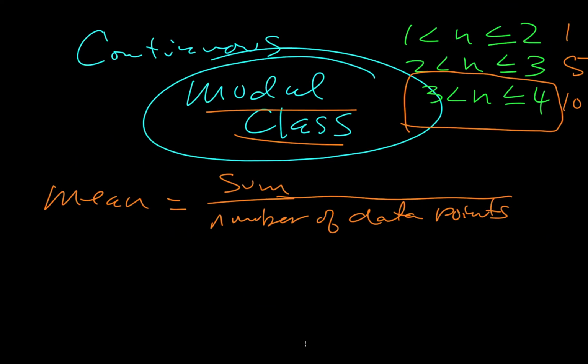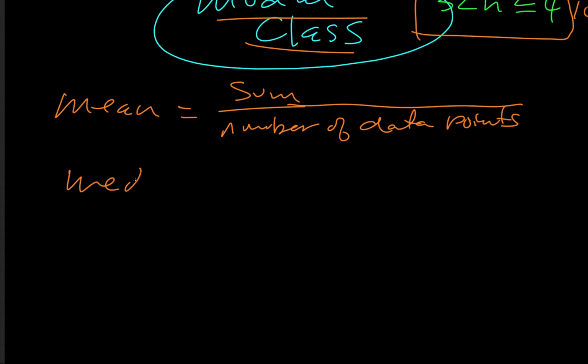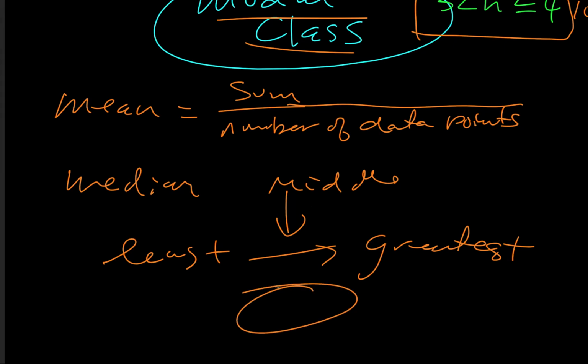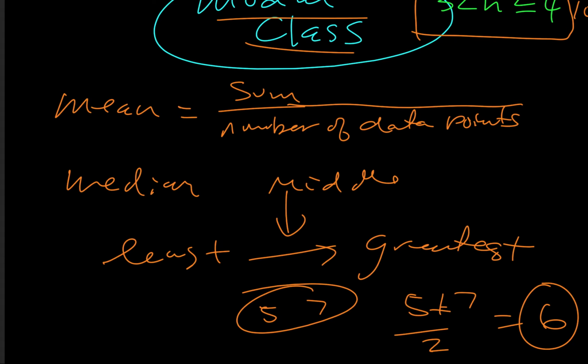And the median is the middle value. So if we listed everything from least to greatest, it would be the very middle point. And if there's an even number of data points, then we'll take the 2 middle. So let's say it was 5 and 7. We take the average, so we'd say 5 plus 7 divided by 2, and that's going to equal 6. Okay?